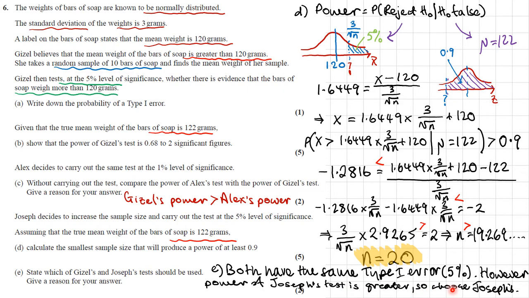And part of the reason for that, I guess, the main reason for that is the sample size. He's got a bigger sample size. A larger sample size will normally produce a more powerful test. So out of the two, Joseph's, because the power of his test is greater than the power of Gisel's test.